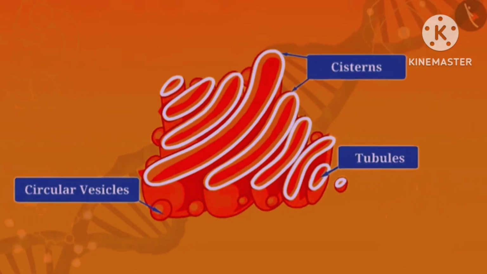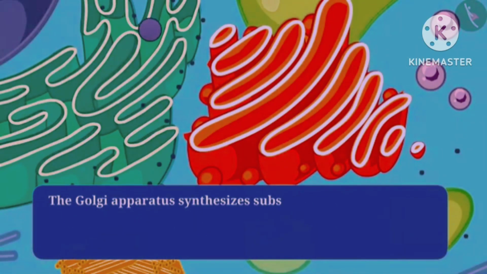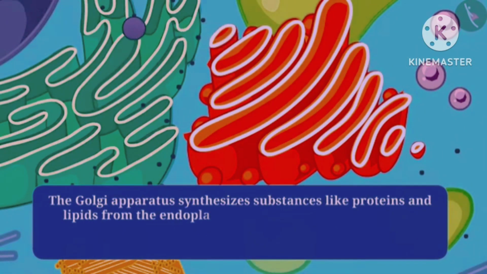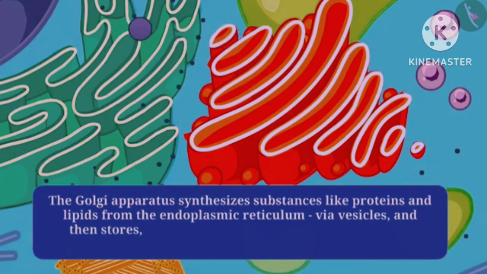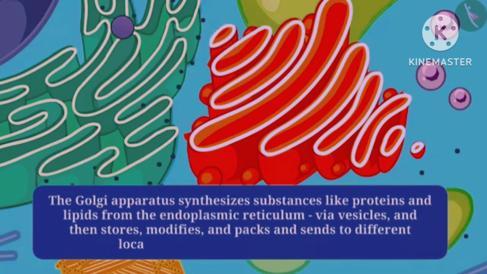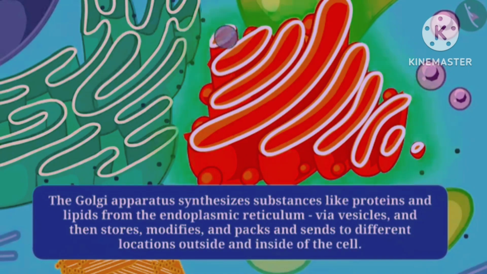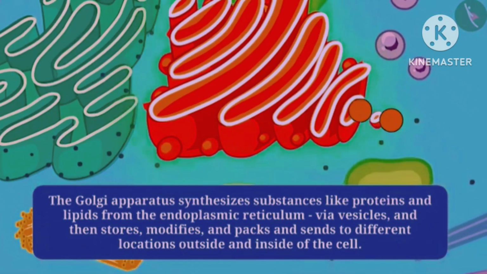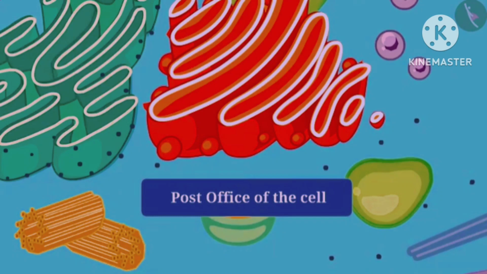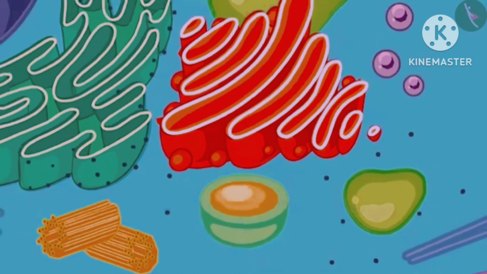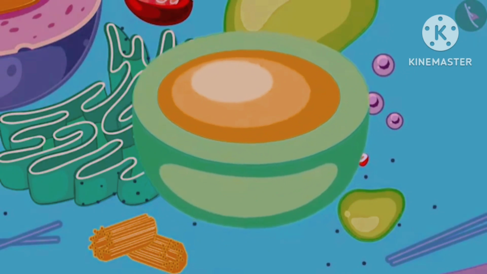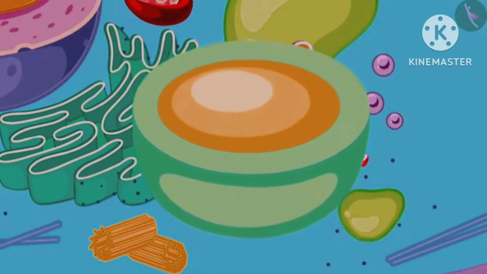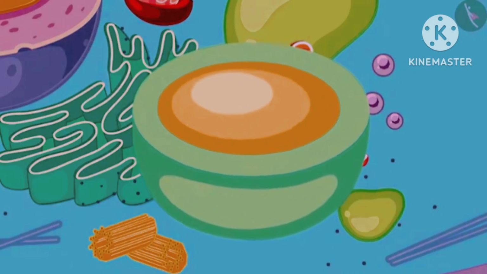The Golgi apparatus receives substances like proteins and lipids from the endoplasmic reticulum via vesicles and then stores, modifies and packs them and sends them to different locations outside or inside the cell. For this reason, it is also called the post office of the cell. Lysosomes are also produced by the Golgi apparatus. Now, we will study about lysosomes.